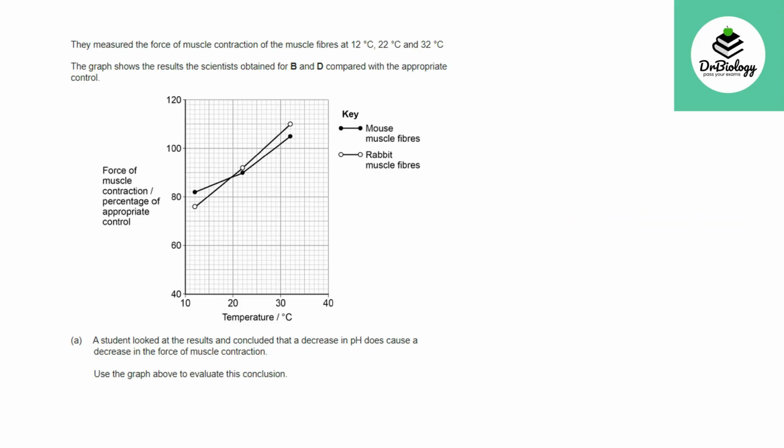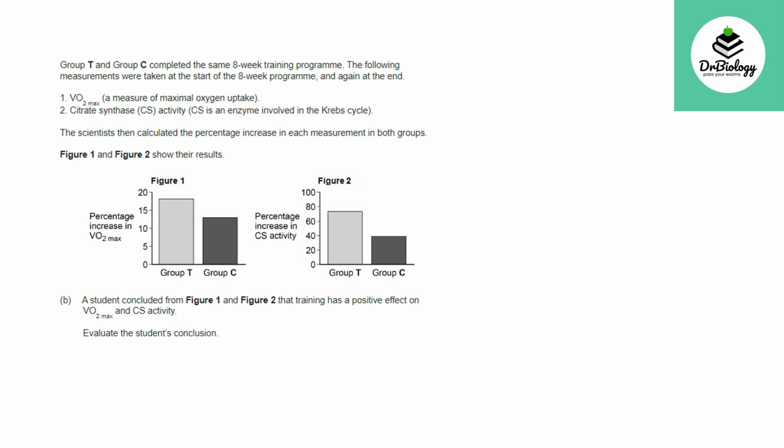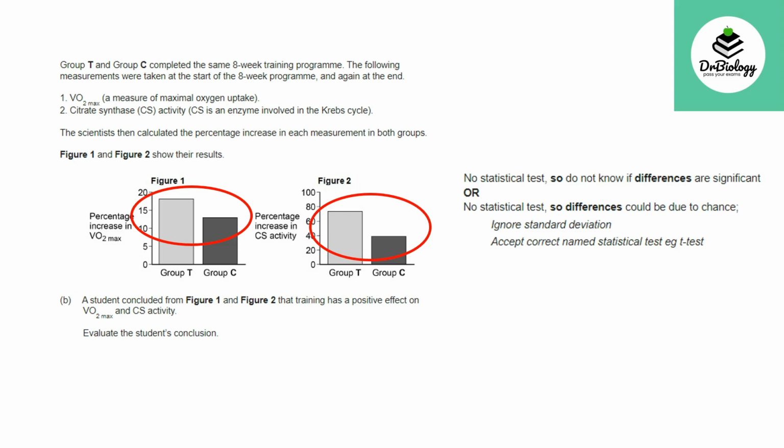Here's another example about muscle contraction, and it says use the graph above to evaluate this conclusion in terms of looking at a decrease in pH does cause a decrease in the force of muscle contraction. So again, look at the data. You can see there's no stats tests to see if it is significant. Okay, here's another one. All right, so you've got different groups, figure 1, figure 2, evaluate a student conclusion, and again, no stats tests. So no statistical tests, so you don't know if the differences are significant.